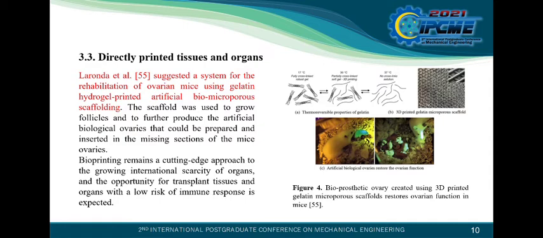Then, it is directly printed tissues and organs. Laronda suggested a system for rehabilitation of ovaries in mice using gelatin hydrogel printed artificial bell microporous scaffolds. As Figure 4 shows, a bioprosthetic ovary created using 3D printed gelatin microporous scaffolds restores ovarian function in mice. This scaffold was used to grow follicles and to further produce the artificial biological ovaries that could be prepared and inserted in the missing sections of the mice ovaries.